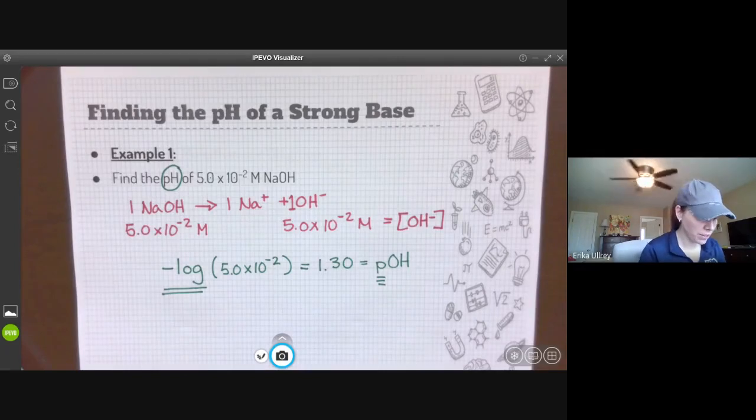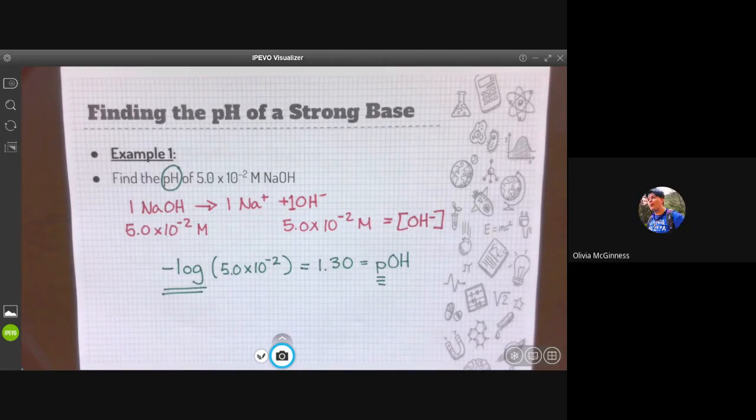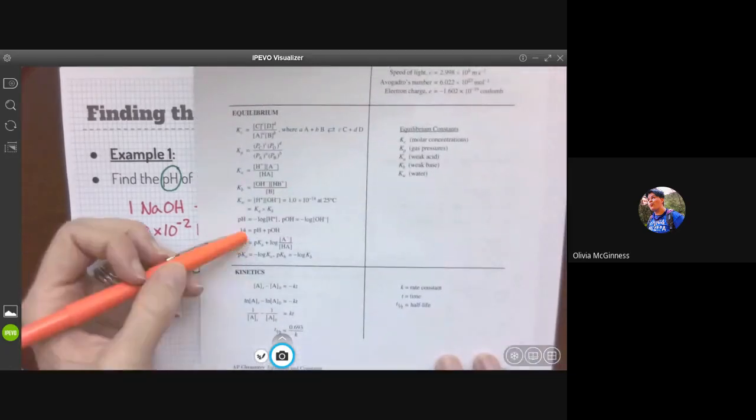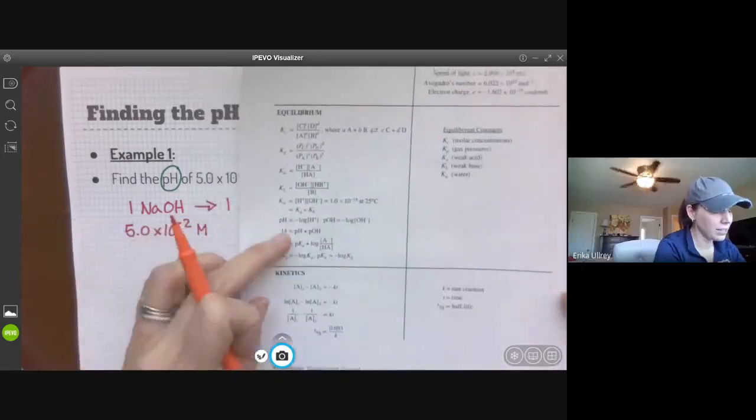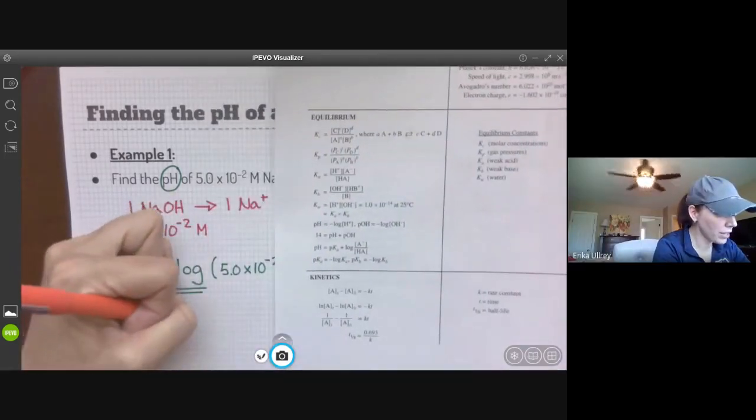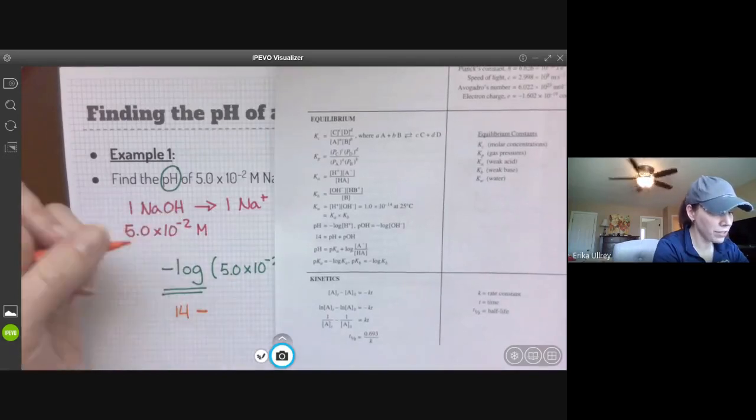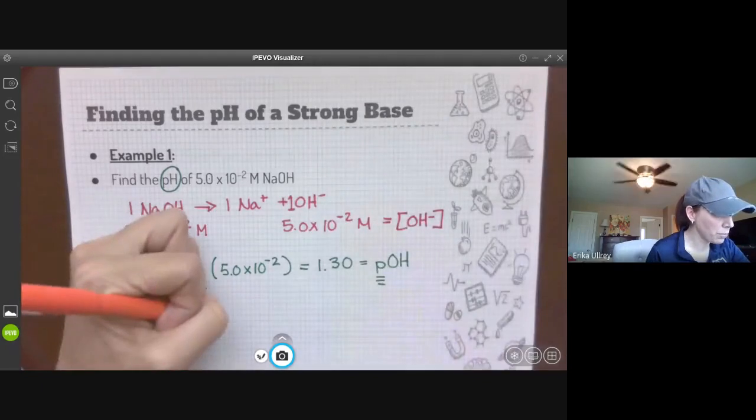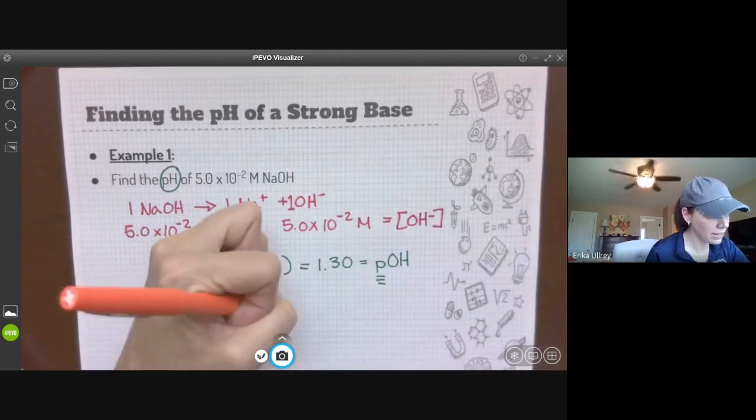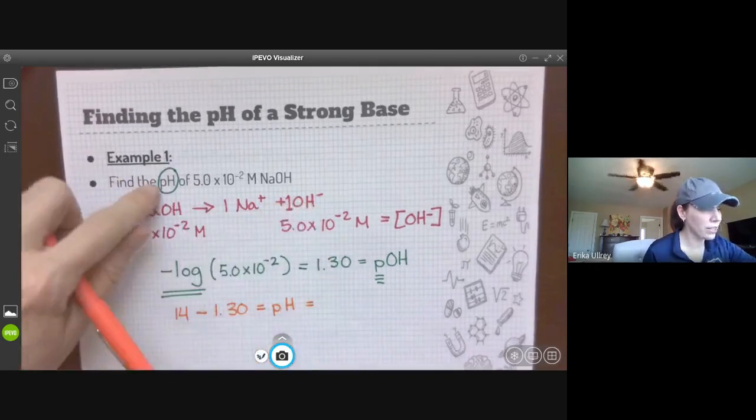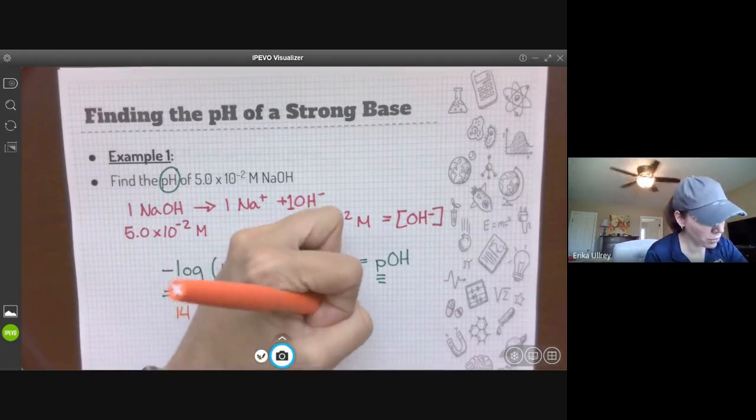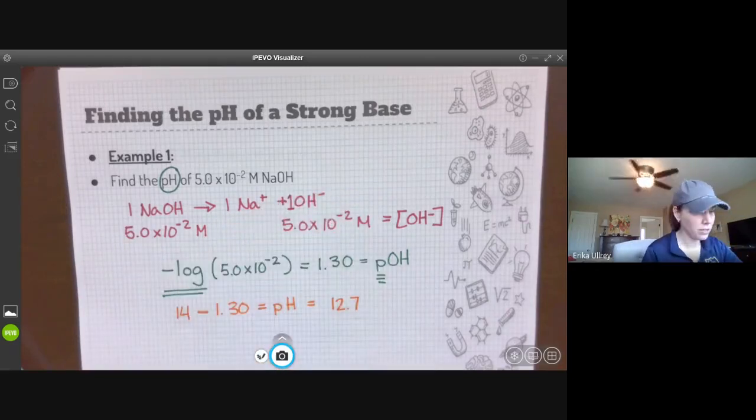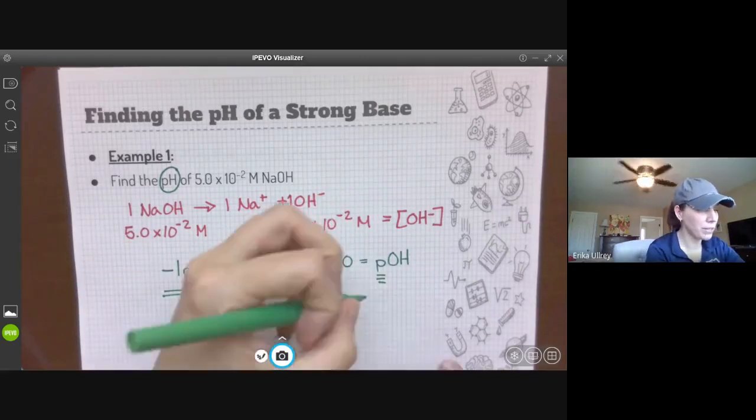Now, Olivia, what did you say would be the next step? Because we have the 14 and the pH plus 1.3, we can subtract 1.3 from 14 and get pH. Yes, a little bit of algebra to rearrange that. We can say 14 minus the pOH will give us our pH. So our pOH was 1.30, and that's going to be equal to my pH, which was the final answer we were looking for. So 14 minus 1.3 gives us 12.7. That is our pH, and this would be our final answer for this problem.